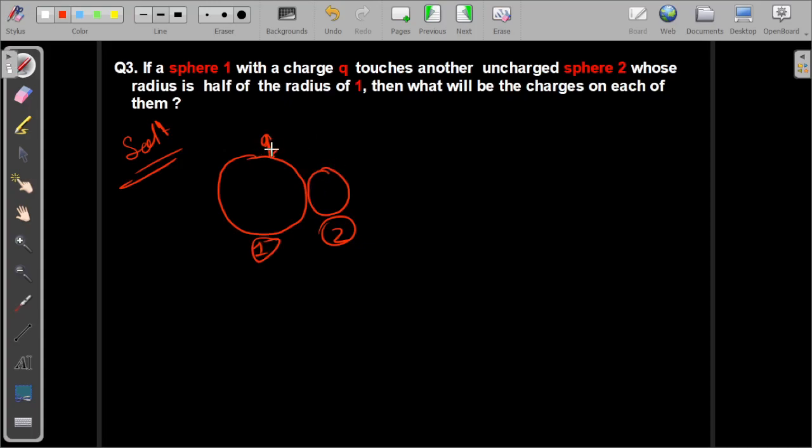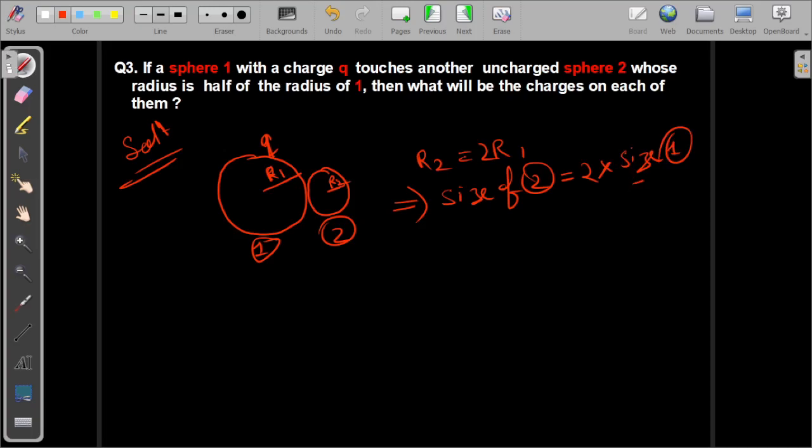Q is the charge, and the second one is uncharged, and the radius R2 is twice the radius R1, I mean the radius of the first sphere. That means this is given. That means the size of sphere 2 is twice that of the first sphere. Understood?